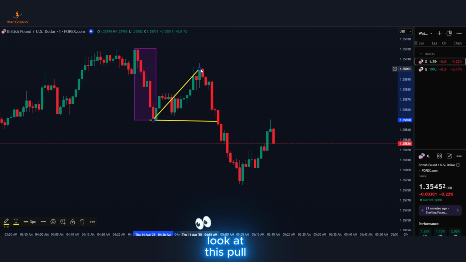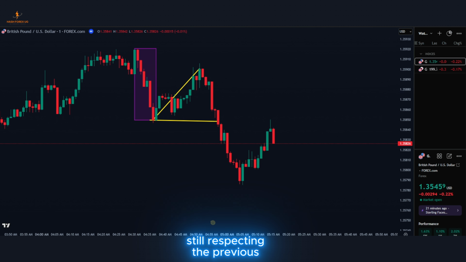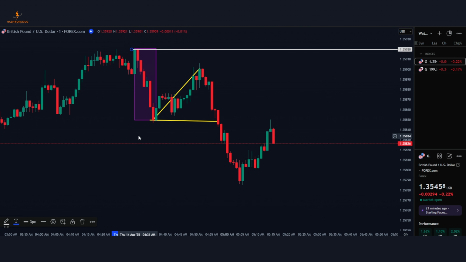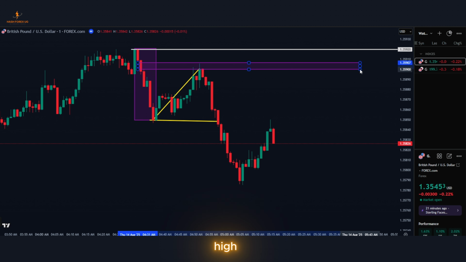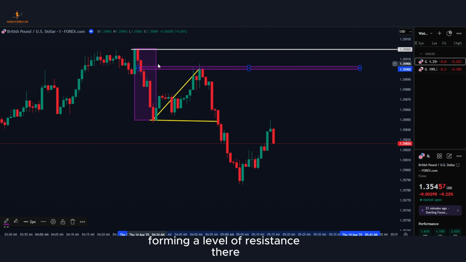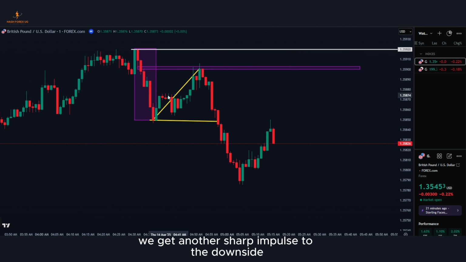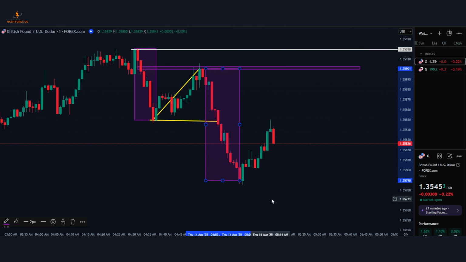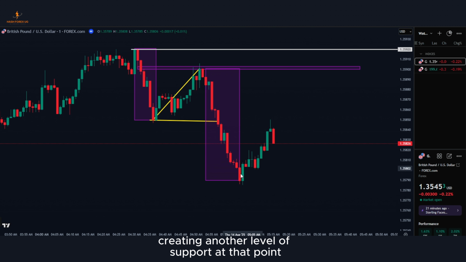And if you look at this pullback, it is still respecting the previous zone of resistance, and that is making this our first lower high. Having our lower high here forming a level of resistance, there we get another sharp impulse to the downside, creating another level of support at that point.